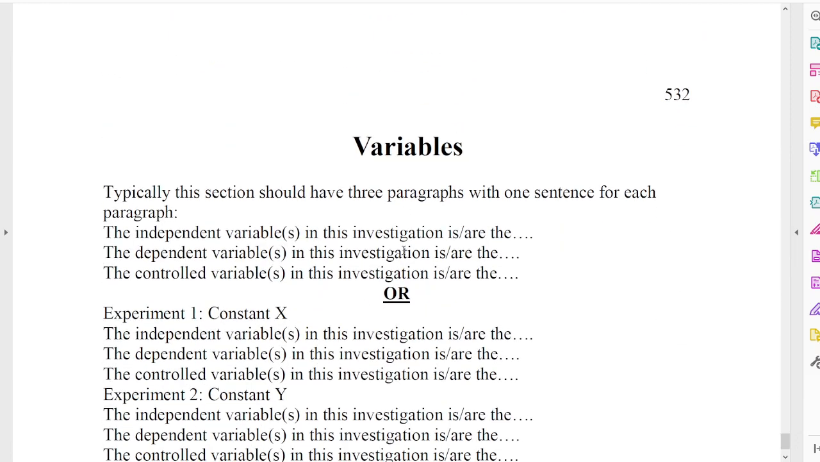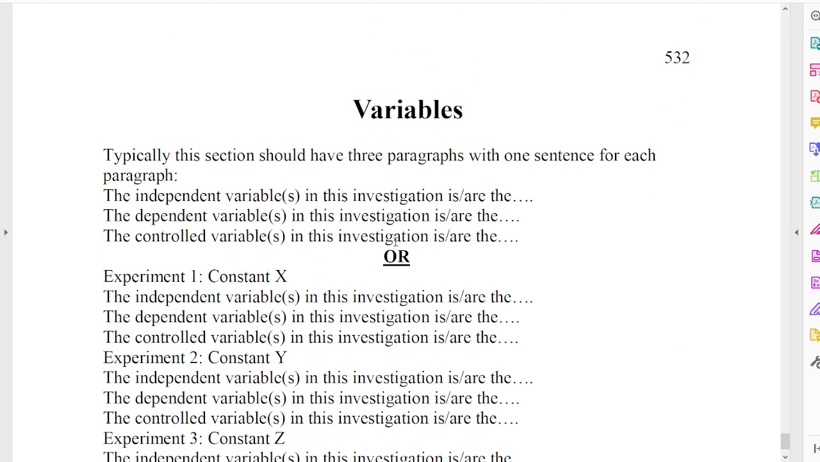Okay. Next section, variables. Typically, this section should have 3 paragraphs with 1 sentence for each paragraph. The independent variable in this investigation is, the dependent variable in this investigation is, the controlled variable in this investigation is. Those are your 3 sentences or your 3 paragraphs.